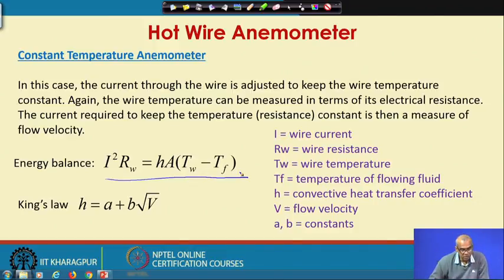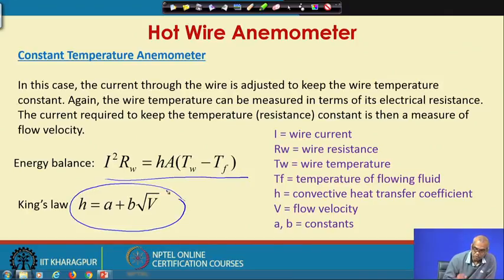King's law relates heat transfer coefficient with the flow velocity according to this expression, where V is the velocity, h is the convective heat transfer coefficient, and small a, small b are constants.